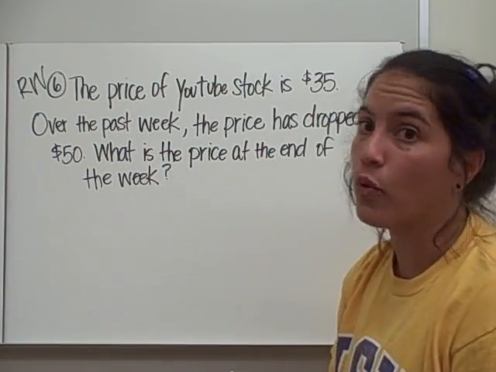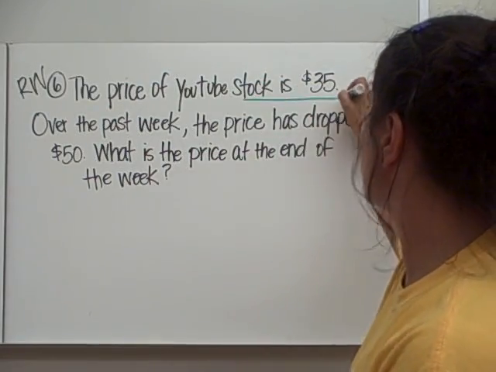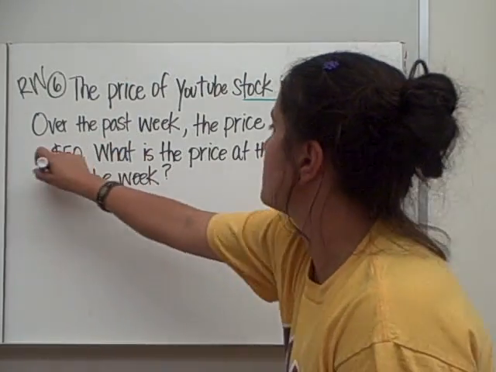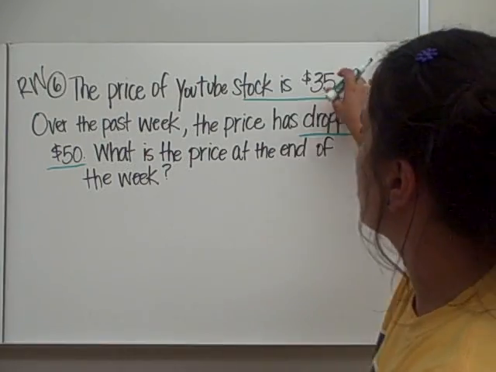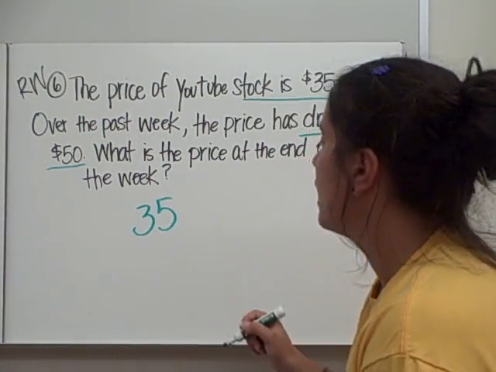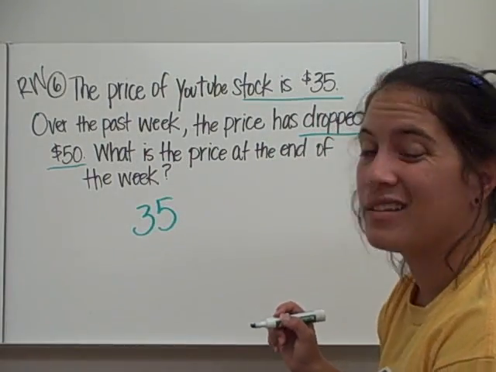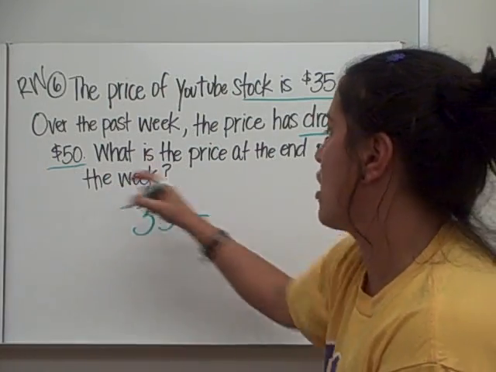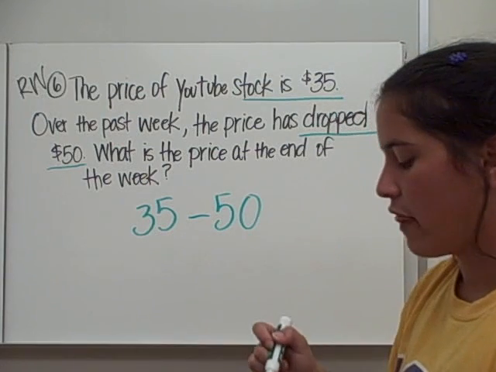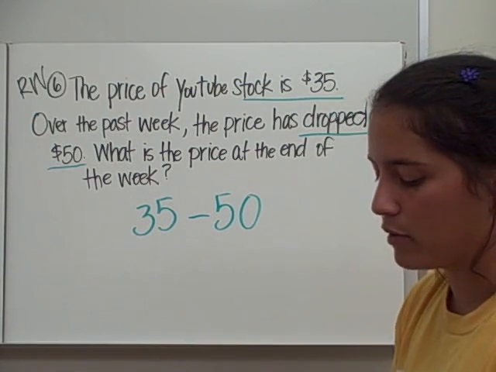So we need to get our important information. So the stock is $35 and then it dropped $50. What is the price at the end of the week? Well, we started with $35 and then it dropped. So that means plus or minus what? Minus, and it dropped $50. 35 minus 50 is our problem.